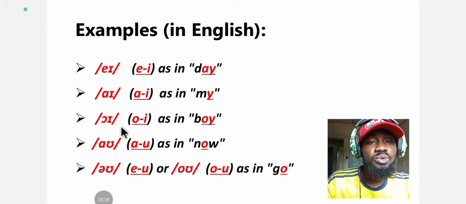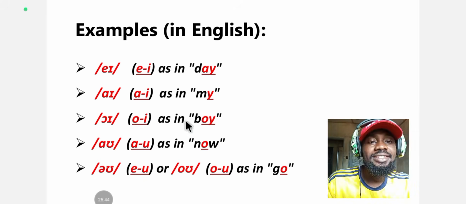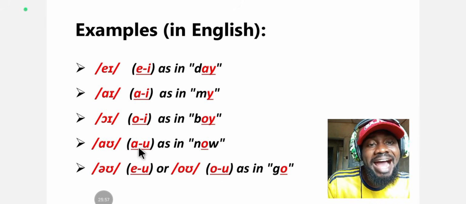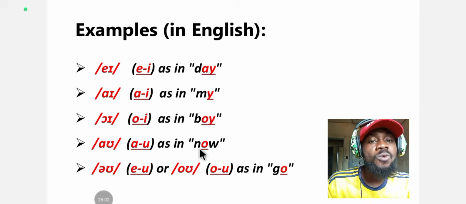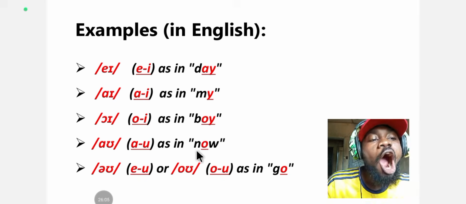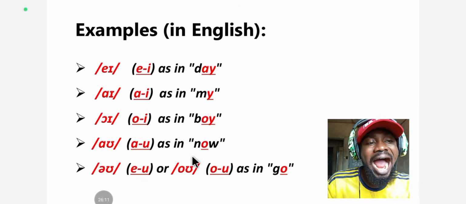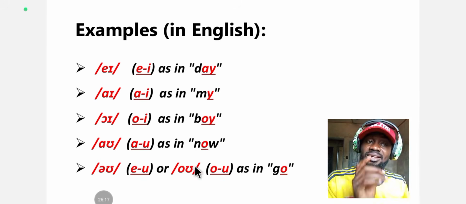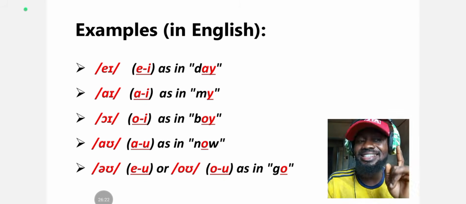The next example we have here is O and I, as in the word boy. This is a diphthong. The next one we have here is A and U, as in the word now. Now. A and U. Two vowel sounds gliding into one another smoothly, still counting as one syllable.